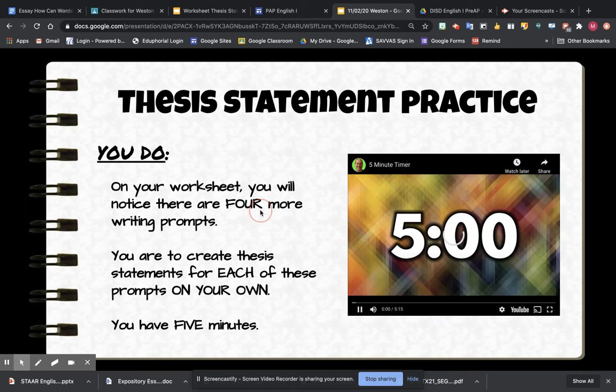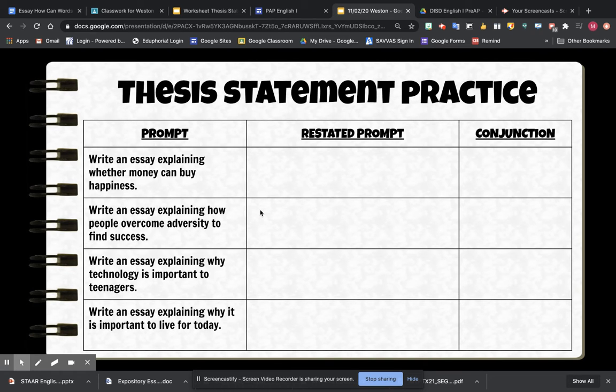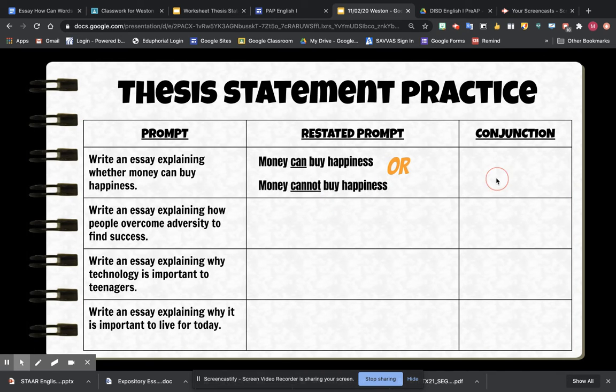And so, write an essay explaining whether money can buy happiness. So we would restate the prompt: it can or cannot buy happiness. And the conjunction we would be using, because it's a whether question, is because.